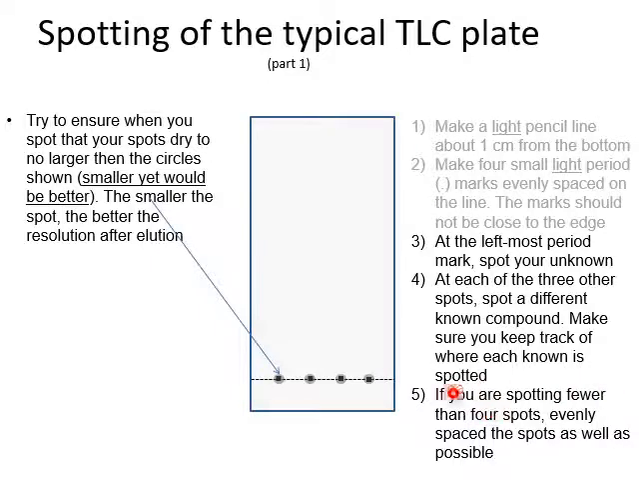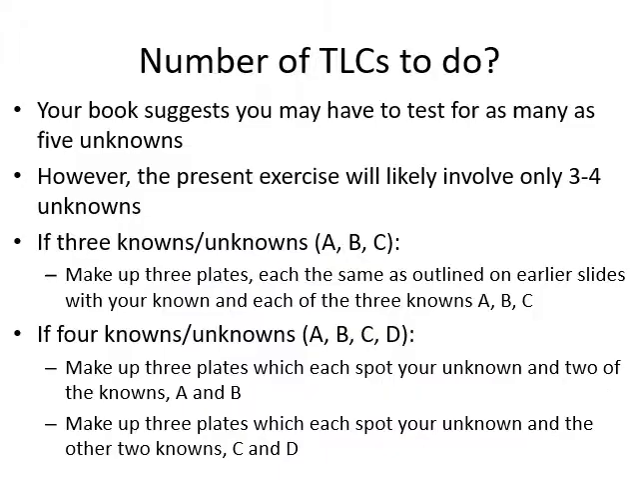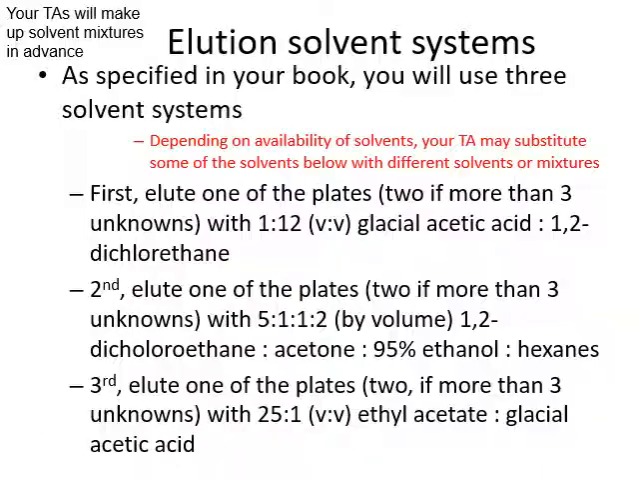If you're spotting fewer than 4 spots, you have to create these as evenly as possible. The spots should be distributed as evenly as possible to maximize the space that you can use here. And these are just the number of TLCs that you would do. And these are the solvent systems that you would be using, just to check the differences of how all of these elute and how they would see in the plate.